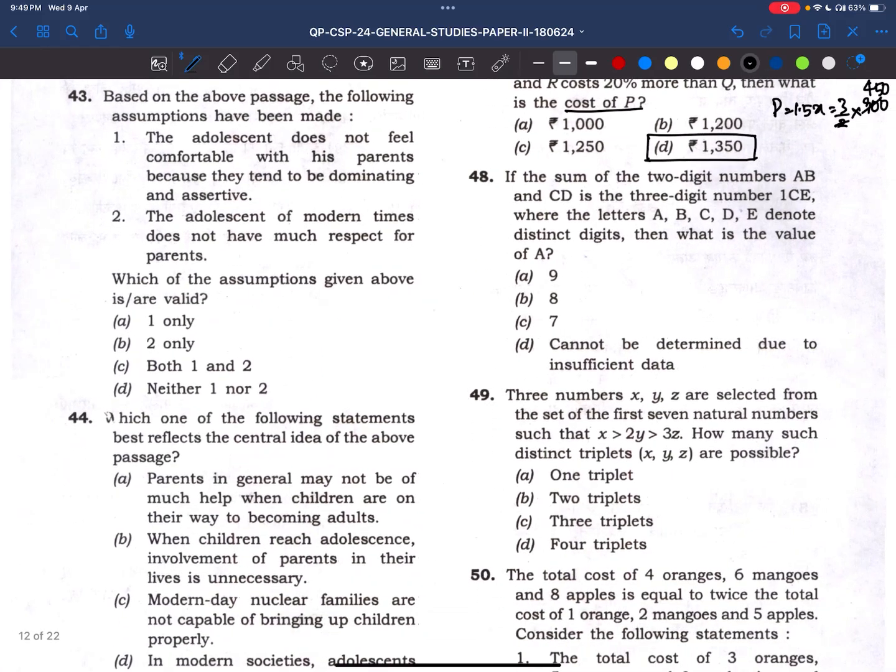If the sum of two-digit numbers AB and CD is the 3-digit number 1CE, where the letters A, B, C, D, E denote distinct digits, then what is the value of A? See here, A plus C, we are getting C.